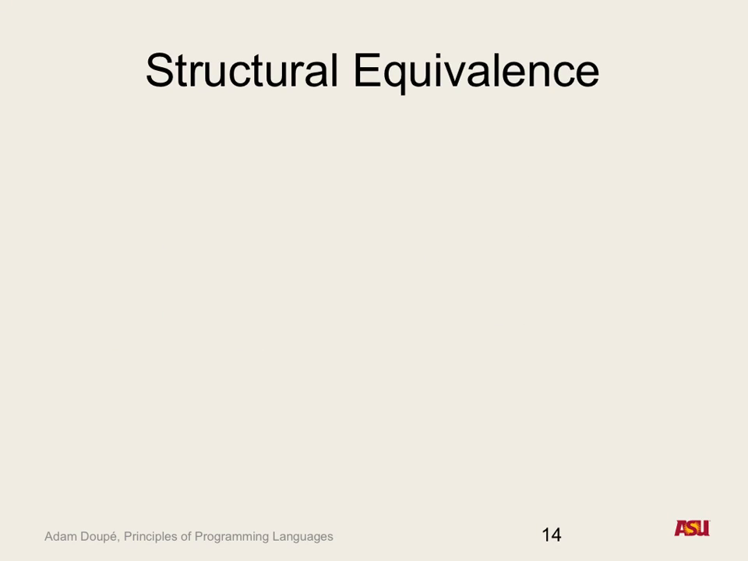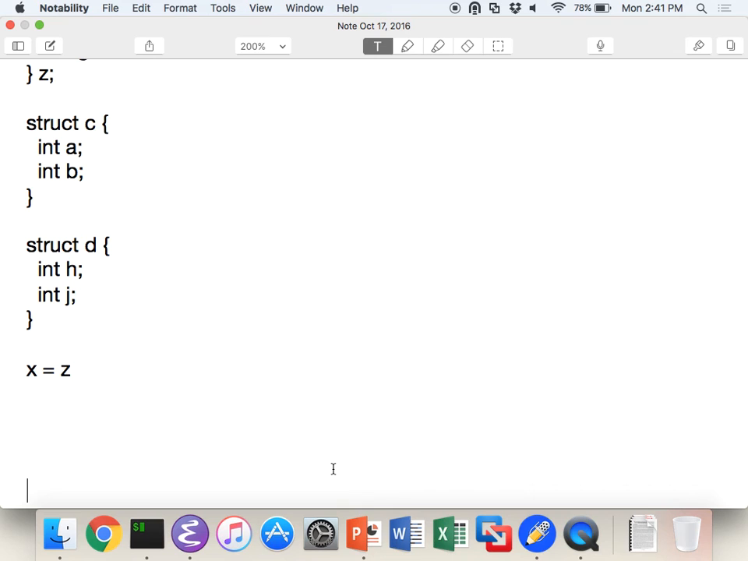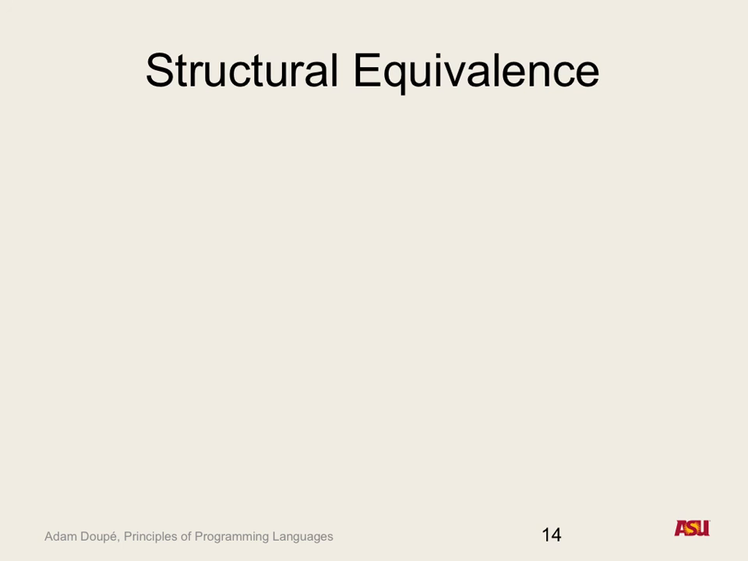Cool. But we can't just define structural equivalence just for structures, right? We've defined a bunch of different ways to construct new types, so we need to be able to tell when those types are compatible, right?